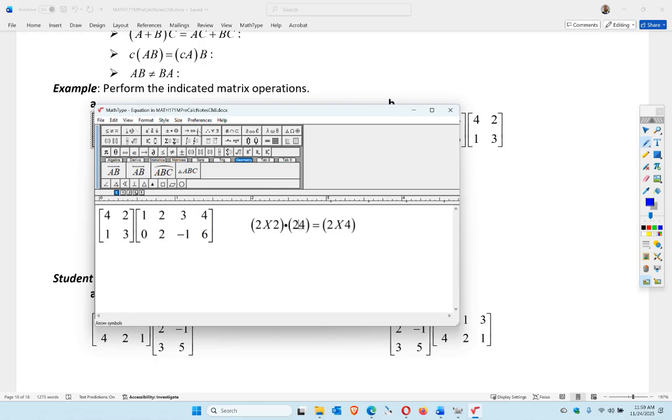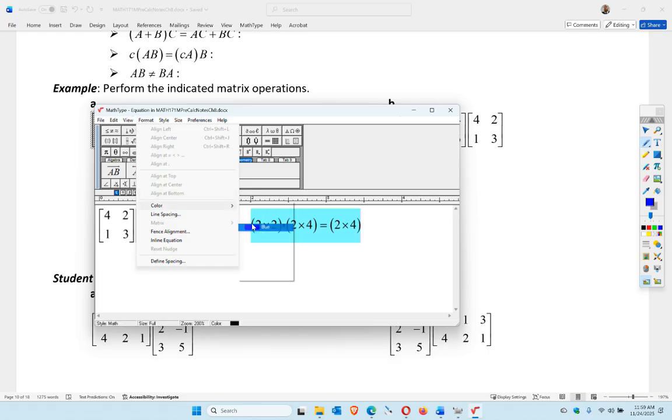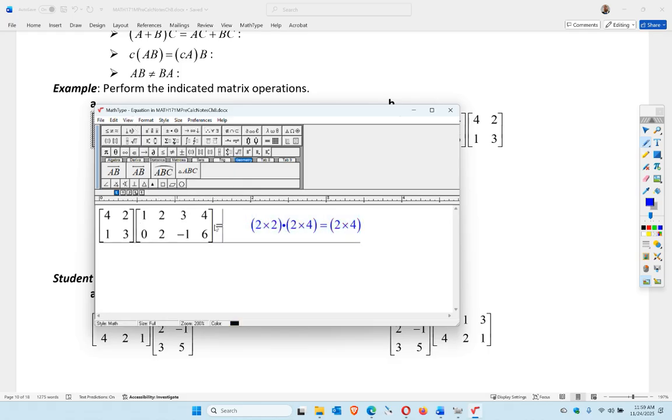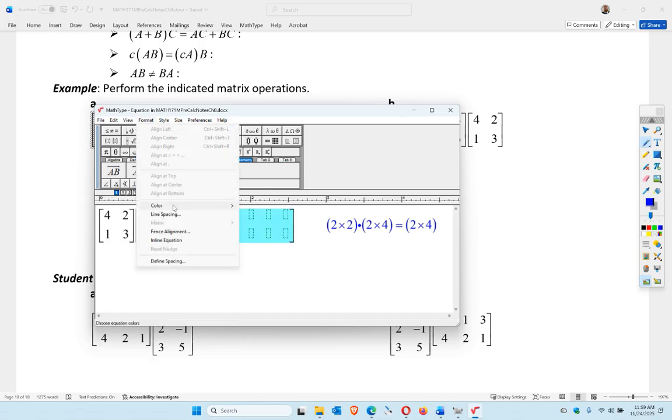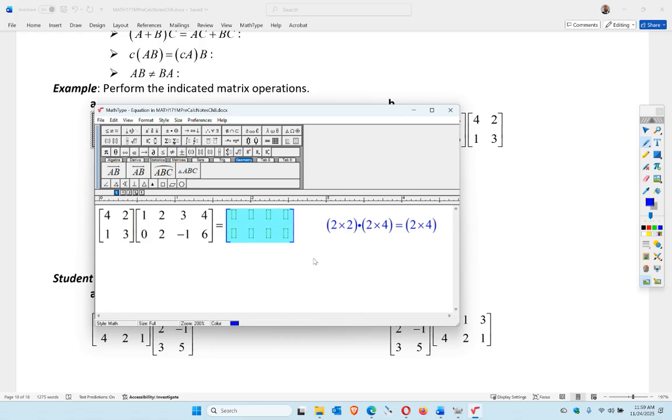Let me make a better X than that. There we go. That's the X. Okay, so again, the inner numbers match, so we're good there. Format color blue. So then, therefore, the answer is a 2 by 4. So I can make a 2 by 4 answer. Okay, format color blue. So let's do the math here.